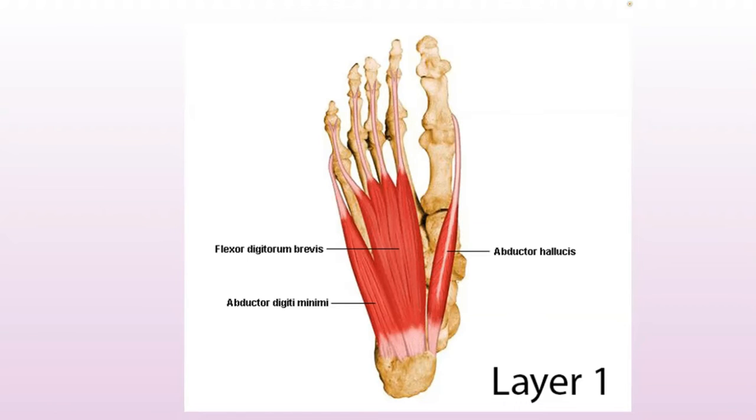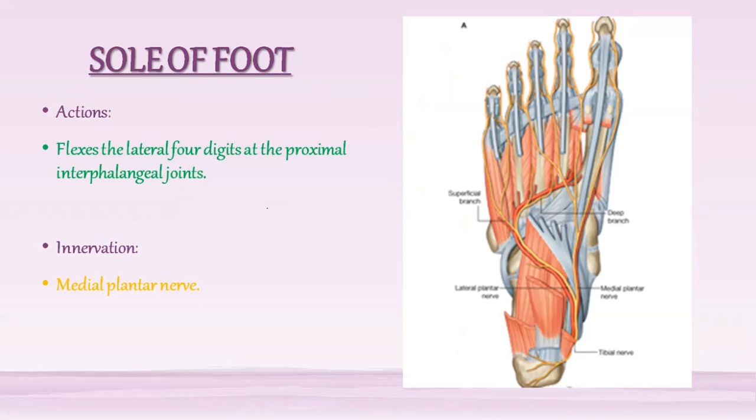Now look at the picture. This is the first muscle, abductor hallucis, which is inserted on the proximal phalanx. This is the second muscle, the flexor digitorum brevis, which is inserted on the middle phalanx of the lateral 4 fingers. The action of this muscle is that it flexes the lateral four digits at the proximal interphalangeal joints. It is again innervated by the medial plantar nerve.